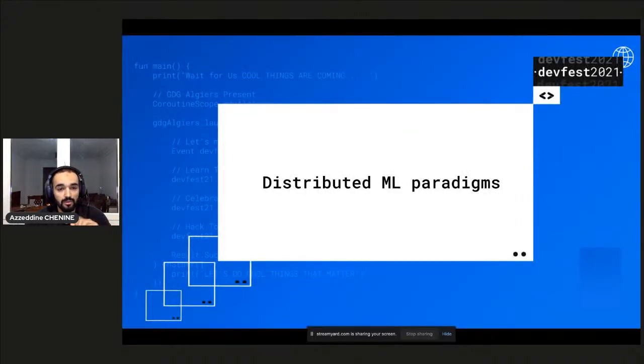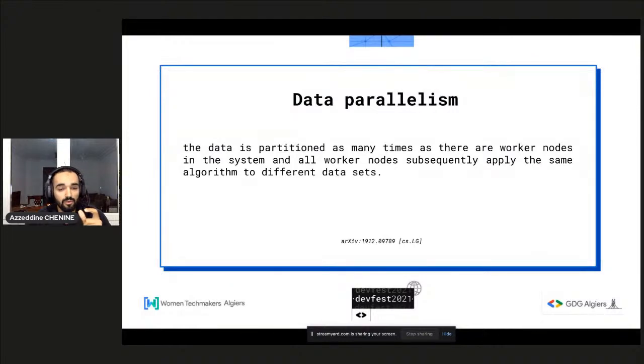So now we'll start digging deeper into the distributed machine learning topic, and we will start with the paradigms. The first option when you try to tackle a problem related to the training and try to establish a distributed machine learning workflow is to parallelize your data. Basically, your data is partitioned as many times as there are workers in the node, and all the workers are working in parallel to handle your algorithm.